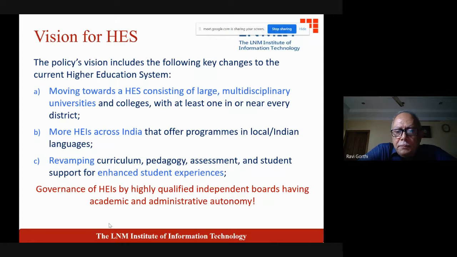Revamping curriculum, pedagogy, assessment, and student support for enhanced, beautiful point, student experiences. We need to bring in these experiences in tangible ways if possible. The students going out, who left 3 years back, would say once they are in the world, come back and say we had an experience-based learning. Governance of higher education institutes by highly qualified independent boards, some engineering services, public service for effectiveness at the national level.